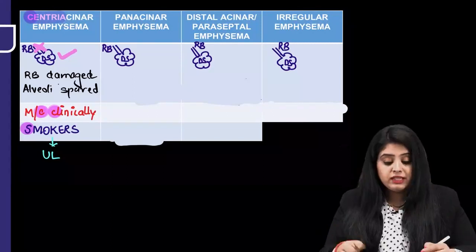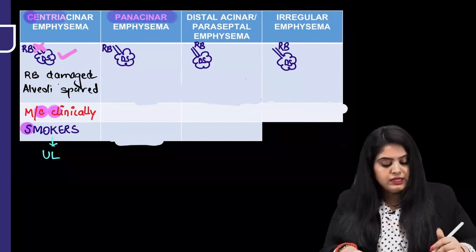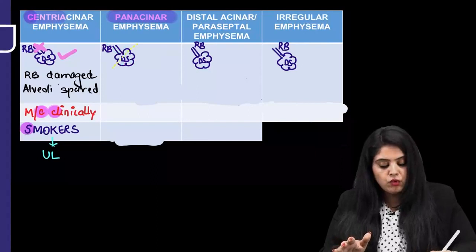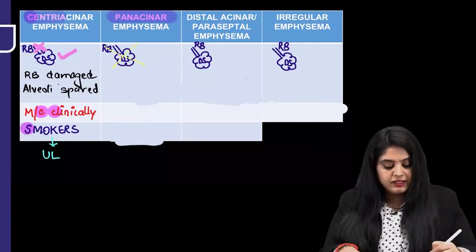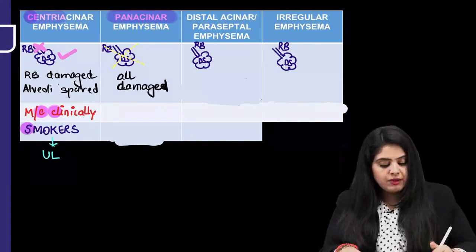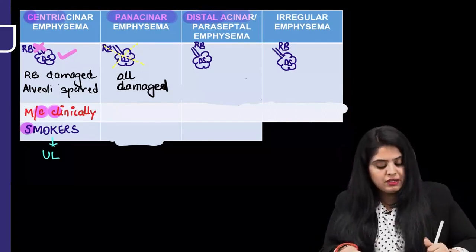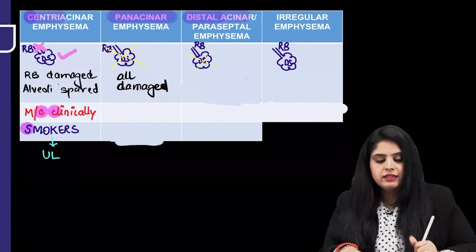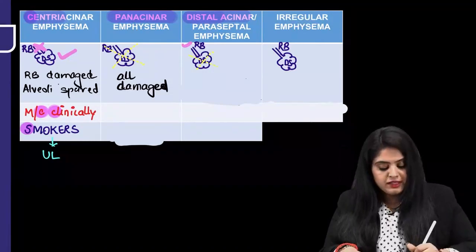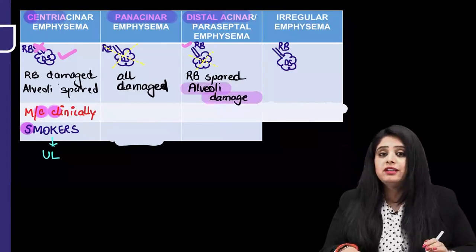sac is spared. But on the other hand, when I use the word panacinar, pan means everything is gone. This entire thing, everything, RDS, everything is totally damaged. So I say that when all is damaged, that is referred to as panacinar emphysema. Coming to the next one, distal. Distal means only distal, end wala part is damaged. End wala part means that only the alveolar duct and sac are damaged. The respiratory bronchiole is perfectly fine. What did I say? The alveolar duct and sac are damaged, but the respiratory bronchiole is totally spared.